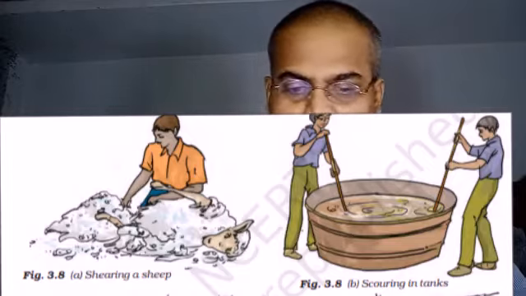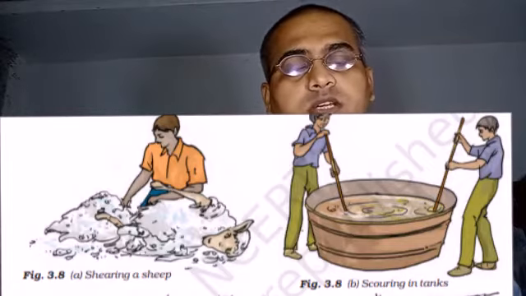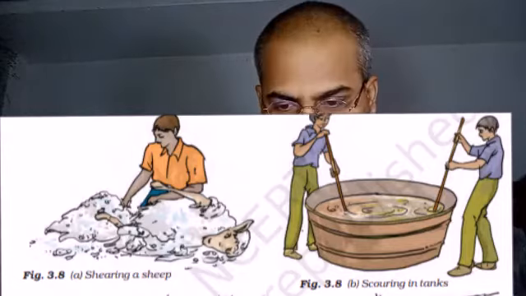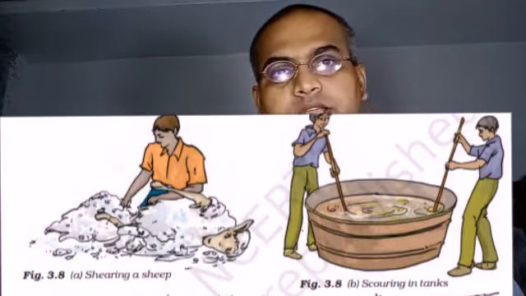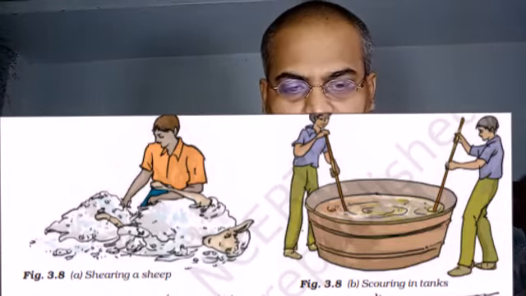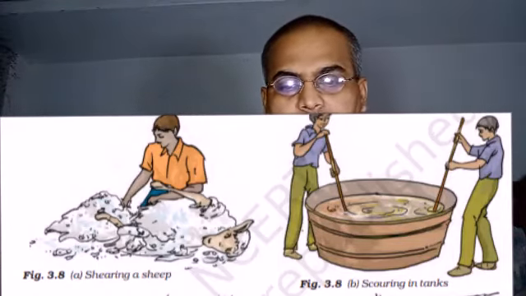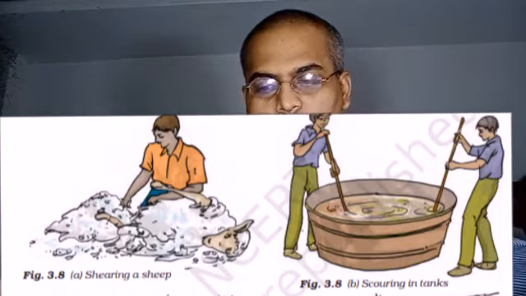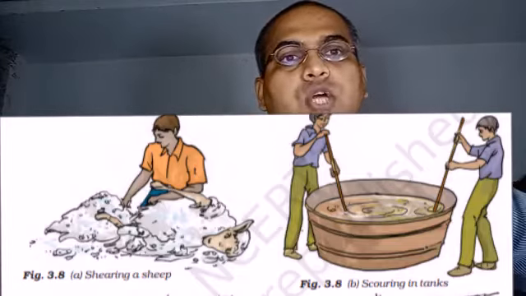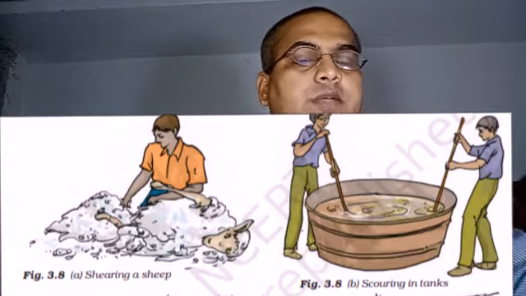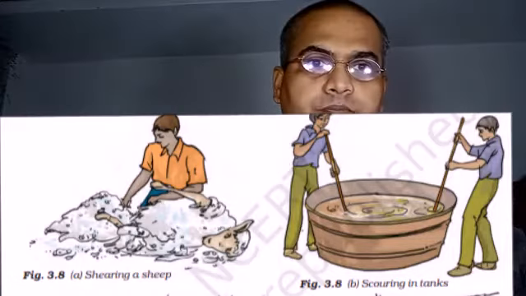Now comes the third step, that is, after scouring, sorting is done. It means the wool is sent to a factory where hair of different textures is separated or sorted. So here sorting is done, that is, different textures of hair are removed from each other.